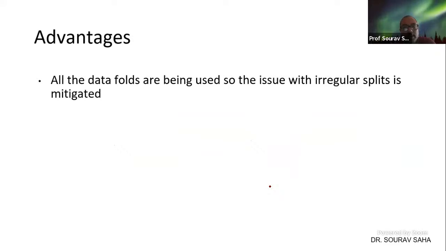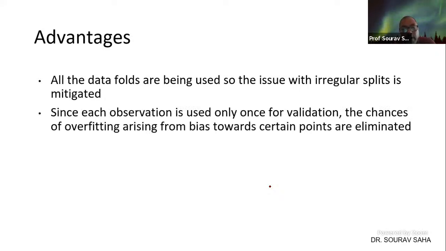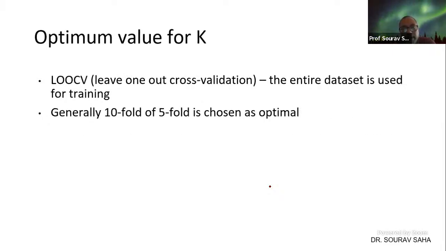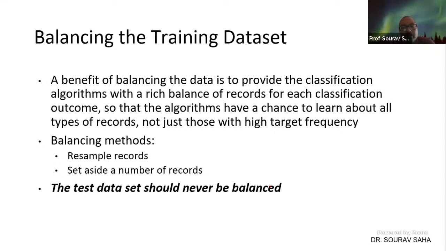So this is the process. These are the advantages of k-fold cross validation. Since all the data folds are used, issues with irregular splits are mitigated. And since each observation is used only once for validation, the chances of overfitting are also reduced to quite some extent. As for balancing methods, I have already told you about resampling, oversampling, and undersampling. That is how you do the resampling.